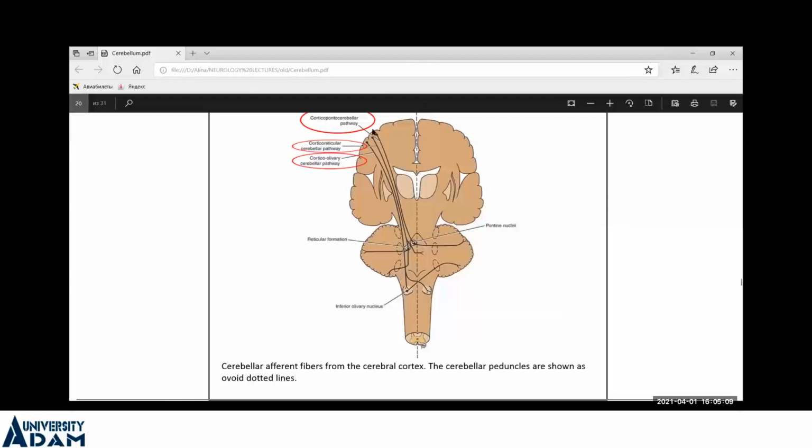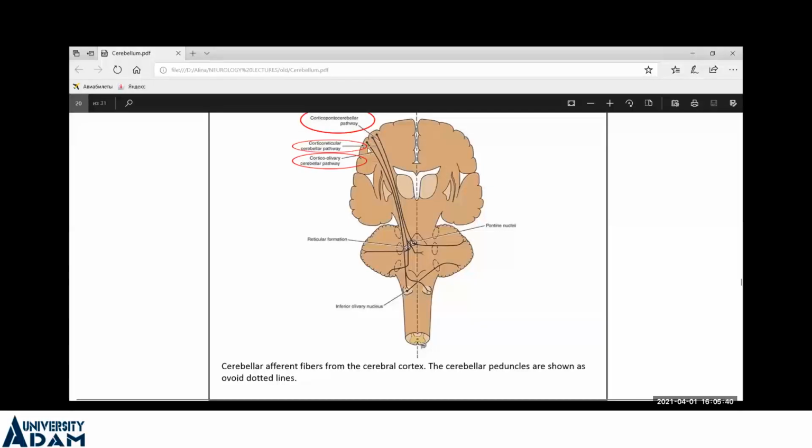Corticopontocerebellar pathway. This is the efferent one. So it arises from nerve cells in the frontal, parietal, temporal, and occipital lobes of the cerebral cortex and descends through the corona radiata and internal capsule and terminates on the pontine nuclei here.